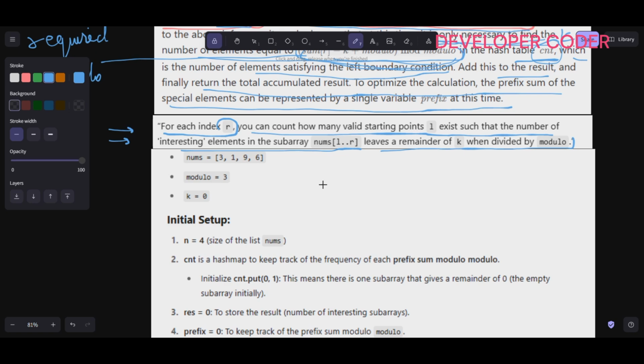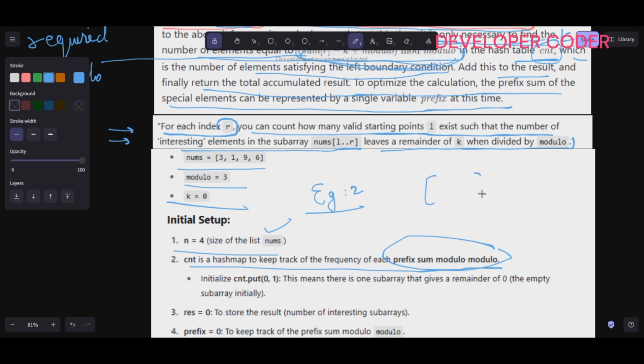This is nothing but your example number 2 of this particular problem. This is my nums array, this is modulo, and this is the K value. N is the size of the list nums. Count is the hash map to keep track of the frequency of each prefix sum modulo. Initially the subarray is empty, so definitely your prefix sum is going to be 0 in the starting. So 0 is occurring one time now.